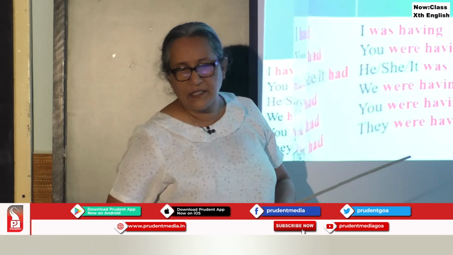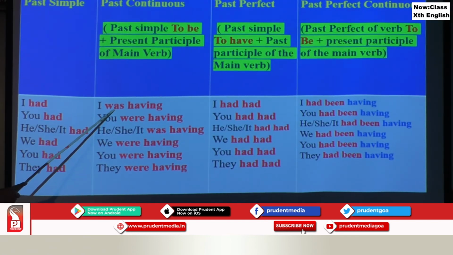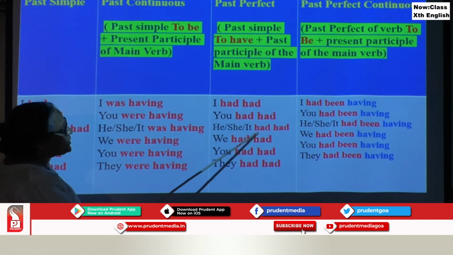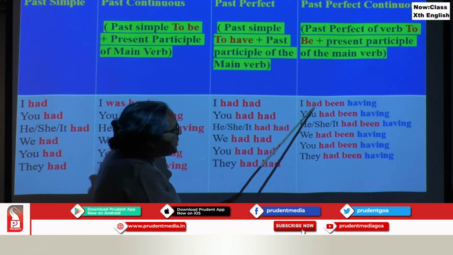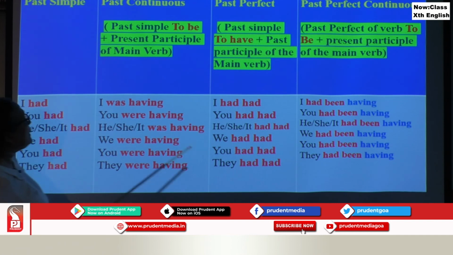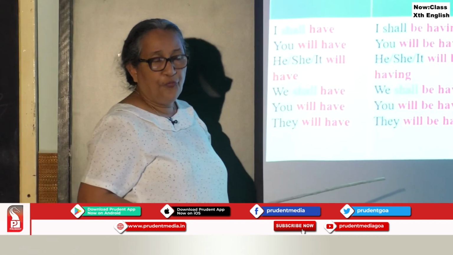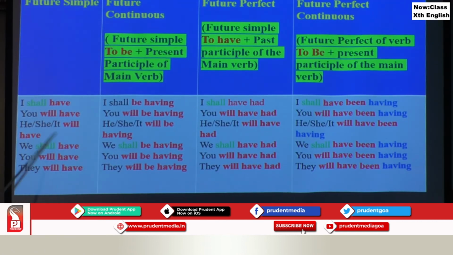Just match it with the slides that I said now. What I am having has changed to was, were. Present simple of verb to have has changed to had. Present perfect of verb to be has changed to past perfect of verb to be and having. Look here, simple past of verb to have. I had, you had, he, she, it had, we had, you had, they had. Future, future simple of verb to have, I shall have, you will have, he, she, it will have. We shall have, you will have, they will have.